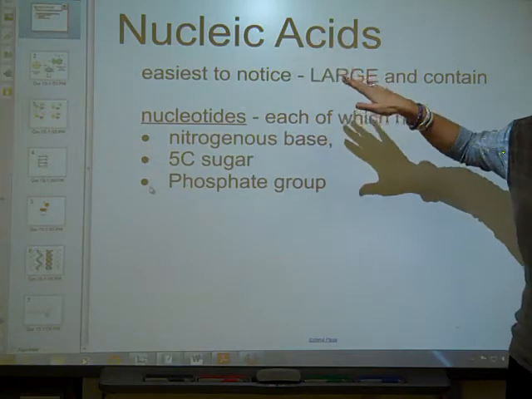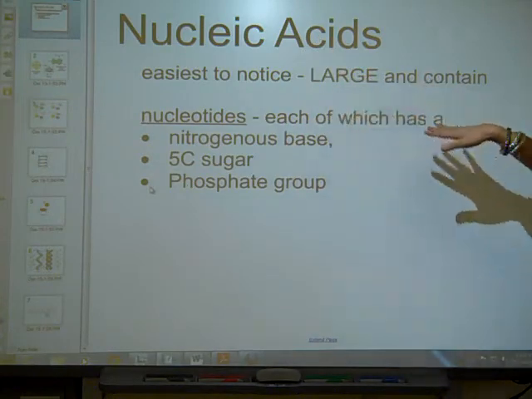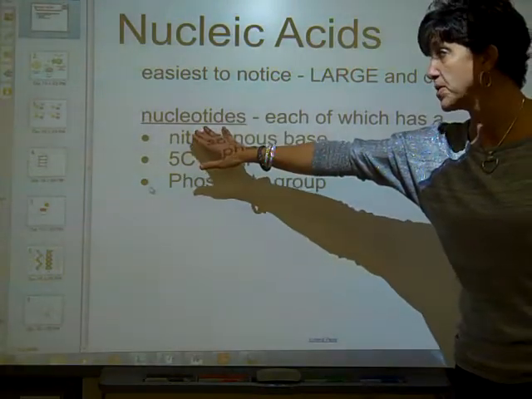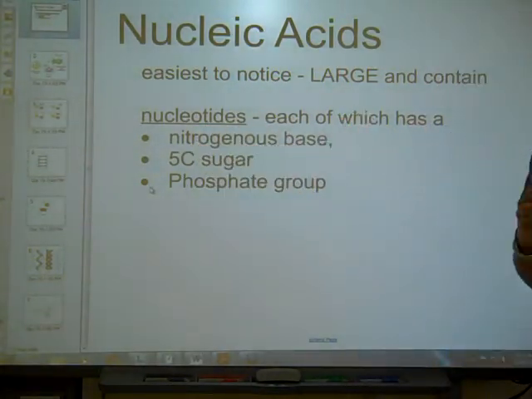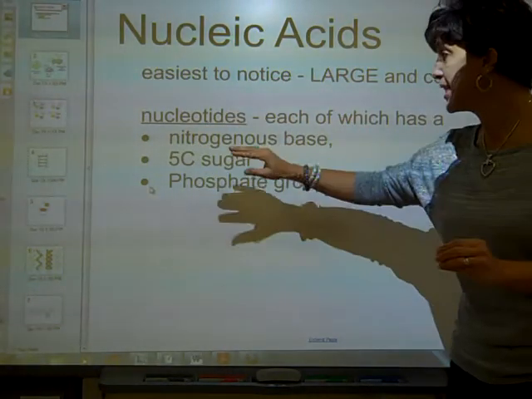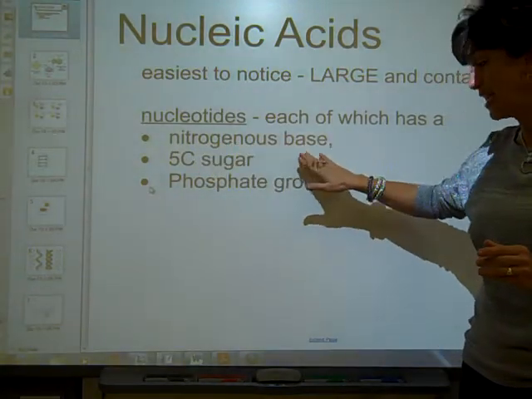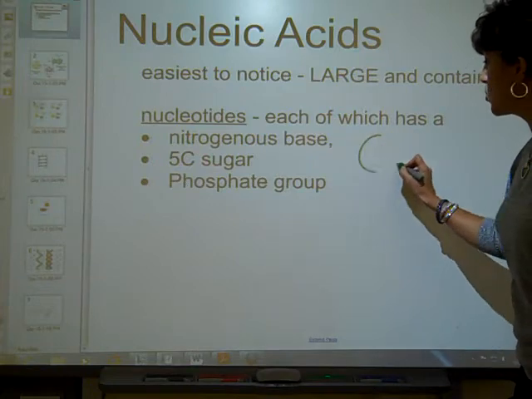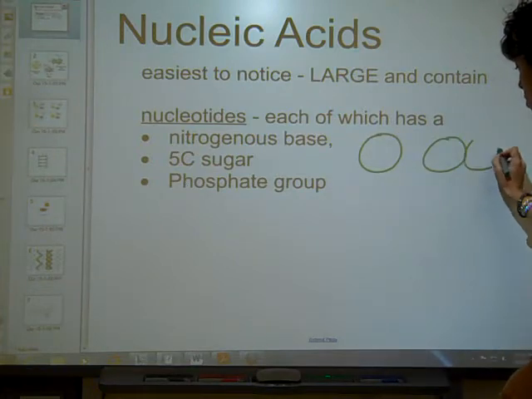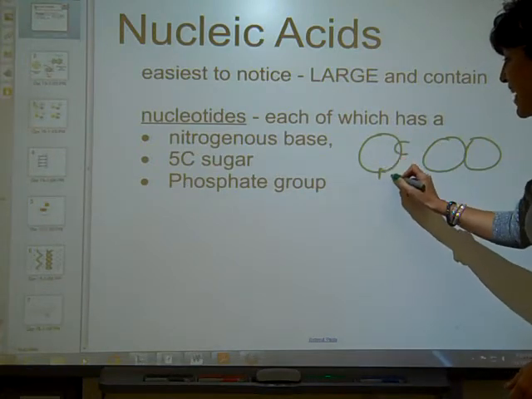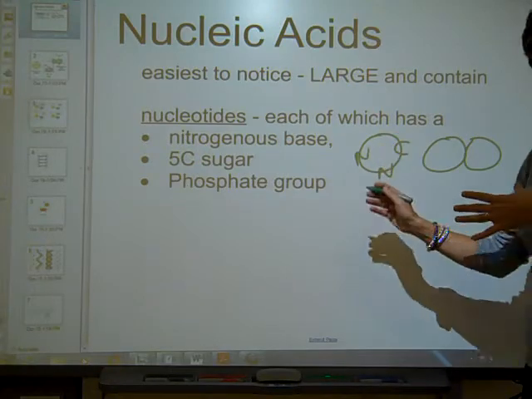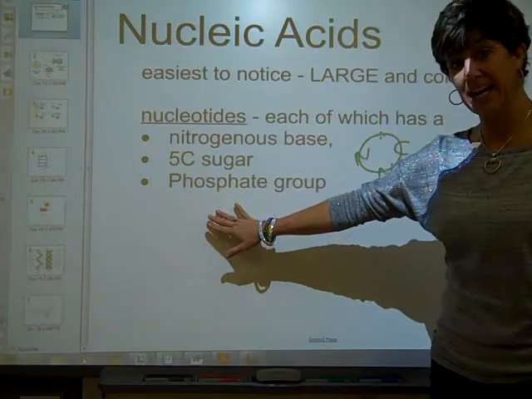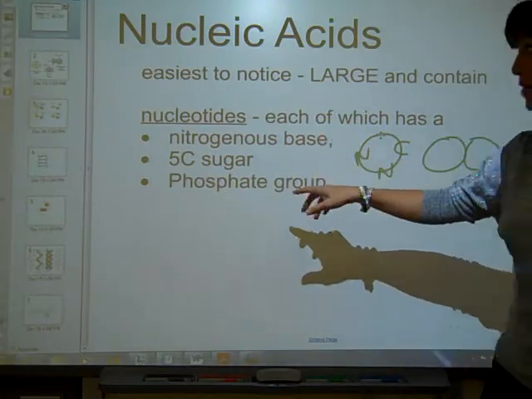First of all, nucleic acids, you tend to notice them very quickly because they're large molecules. They are a polymer of nucleotides. So a nucleotide is the subunit. Every nucleotide has a nitrogenous base. And you'll remember when we did our pattern matching, these were the rings. They could be single or double, and there were C's and N's in the ring. A 5-carbon sugar is attached, and a phosphate group. That's what makes up a nucleotide.